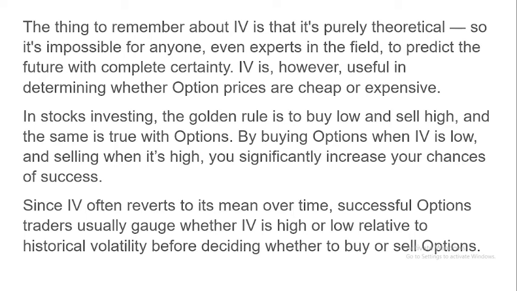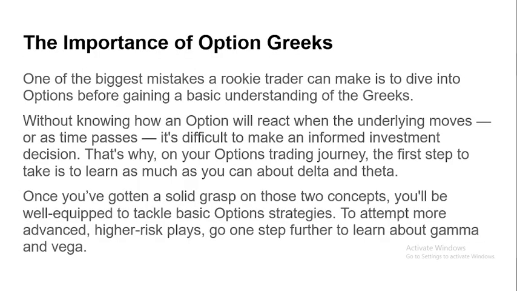In stock investing, the golden rule is to buy low and sell high, and the same is true with options. By buying options when implied volatility is low and selling when it's high, you significantly increase your chances of success. Since implied volatility often reverts to its mean over time, successful options traders usually gauge whether implied volatility is high or low relative to historical volatility before deciding whether to buy or sell options.